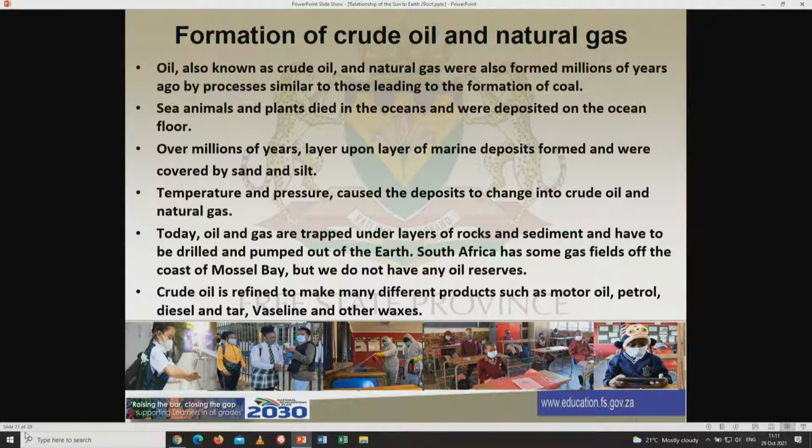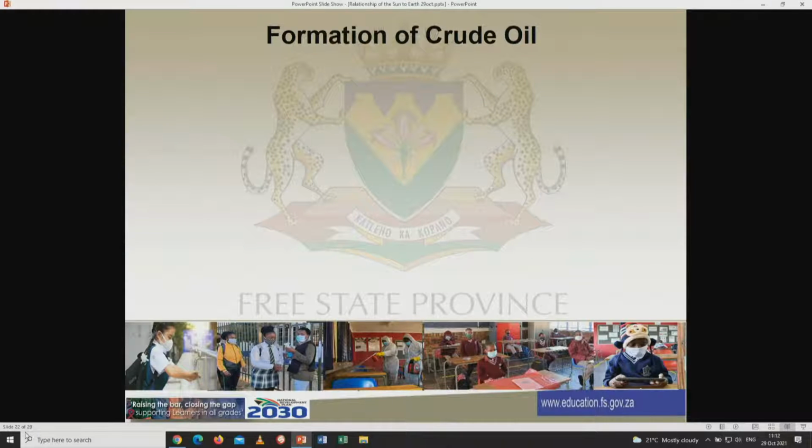Now, crude oil is refined to make many different products such as motor oil, petrol, diesel, and tar, Vaseline, and other waxes. With this information, grade 7s, let's watch a video so that we can have a picture of what we are talking about.